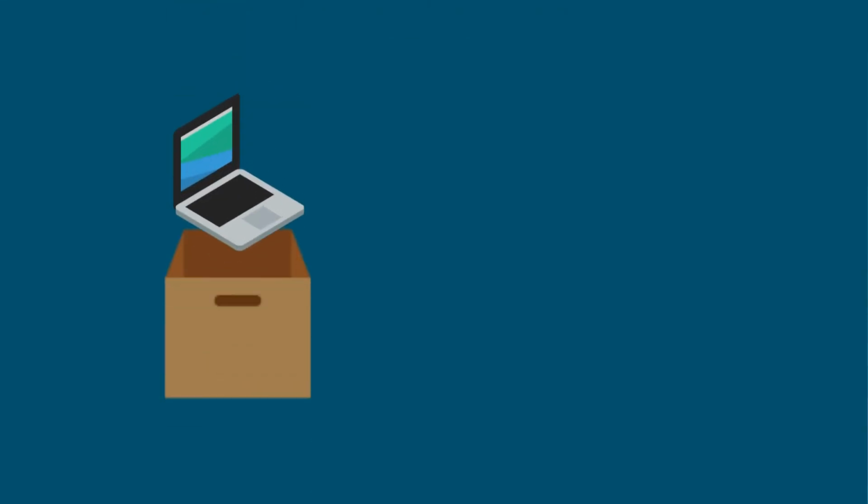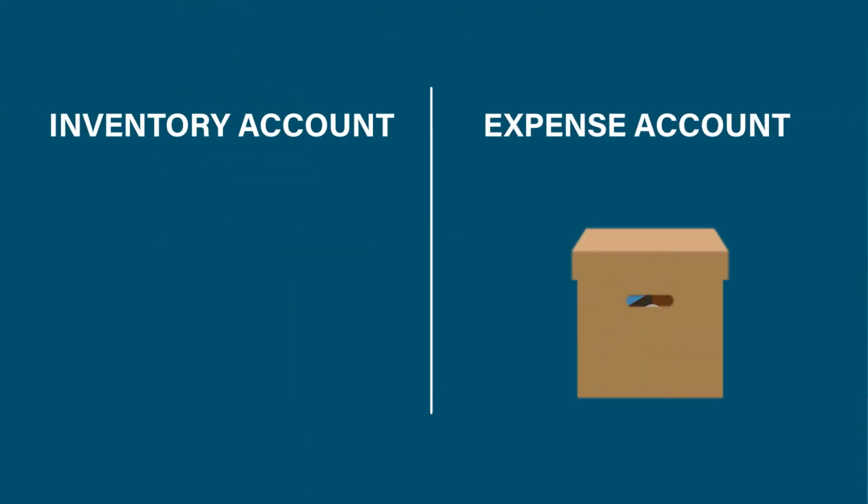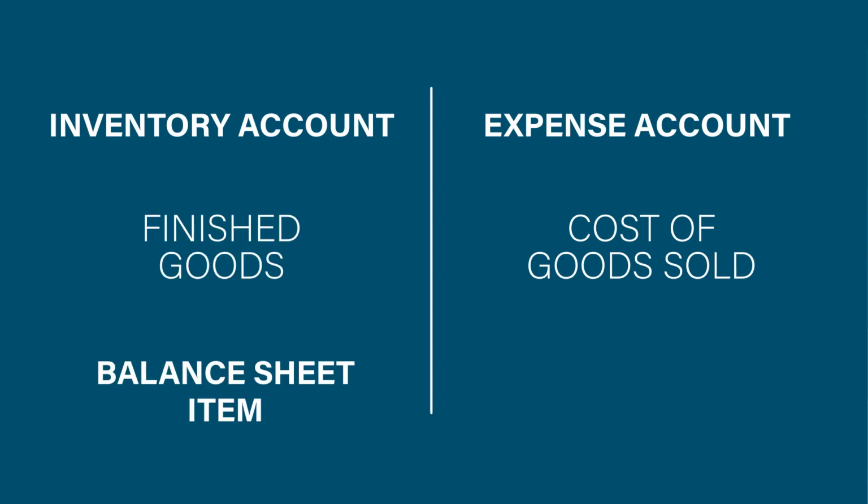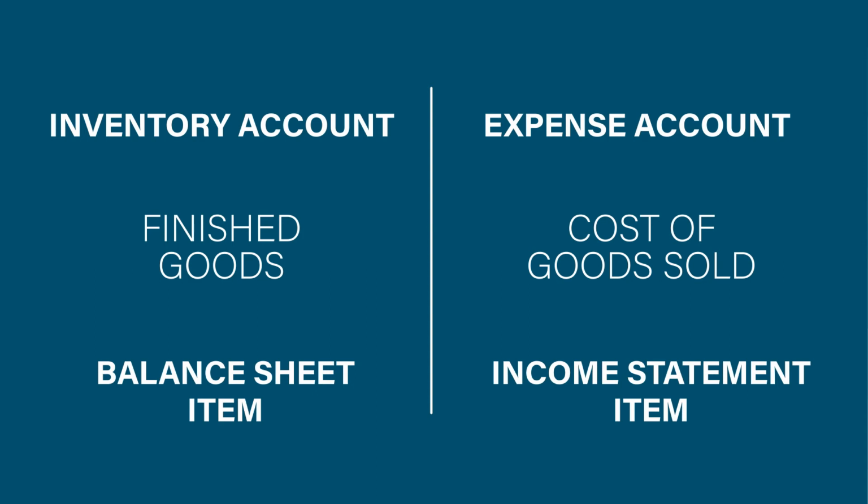And then once a product is sold, it goes to an expense account called cost of goods sold. The moment it is sold, all your product costs change from being a balance sheet item in the finished goods inventory account to being an income statement item in the cost of goods sold expense account.